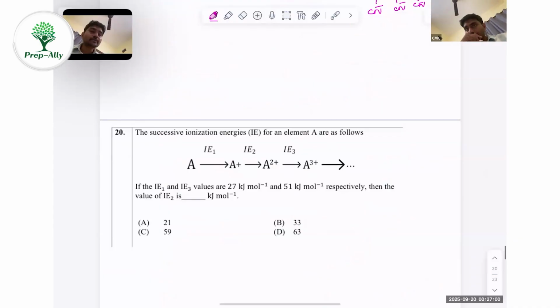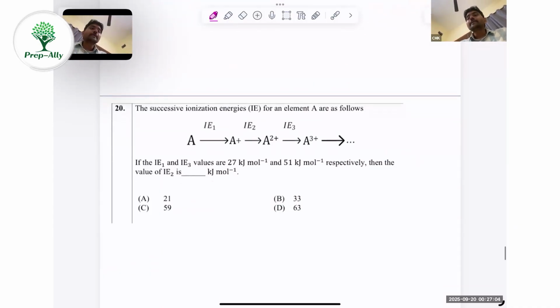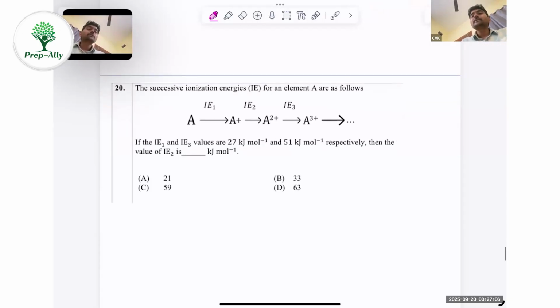The next question: the successive ionization energies for an element A are as follows. Ionization energy IE1: from an element you have taken, you are removing the electron and you are getting an ion. From there once again you are removing the second electron, and you are getting A2 plus, and IE3 gives A3 plus.